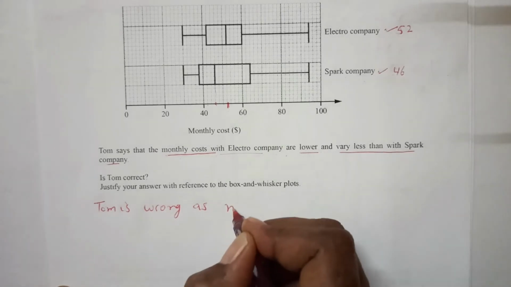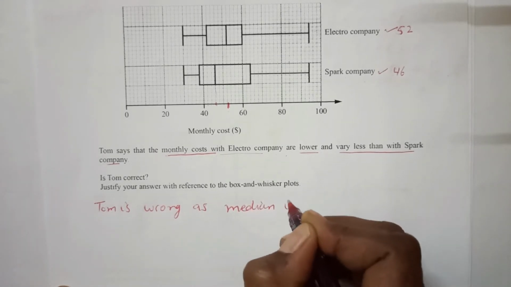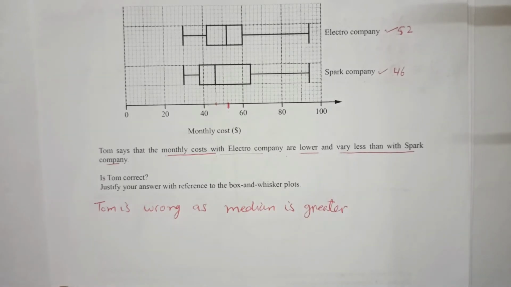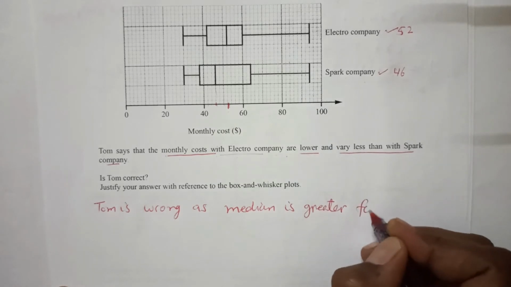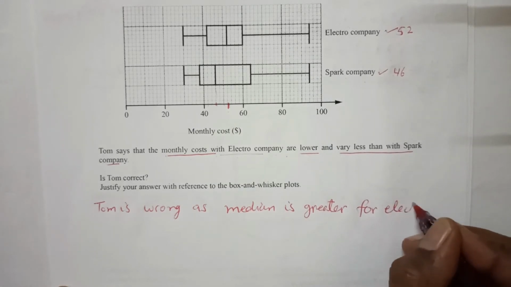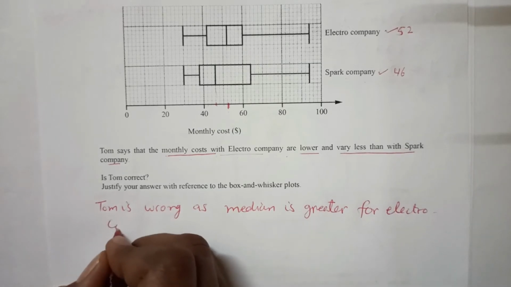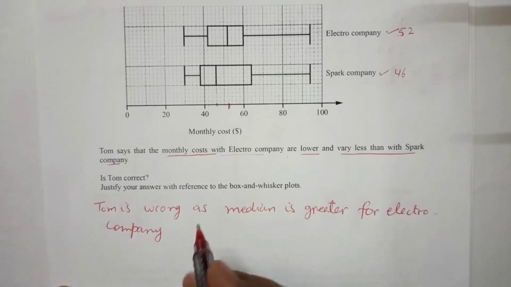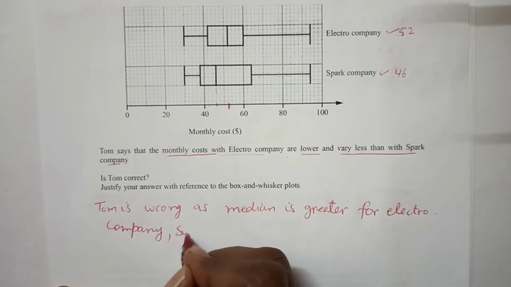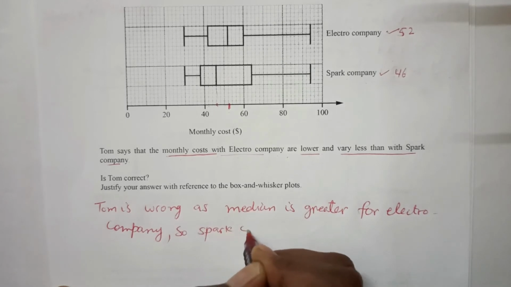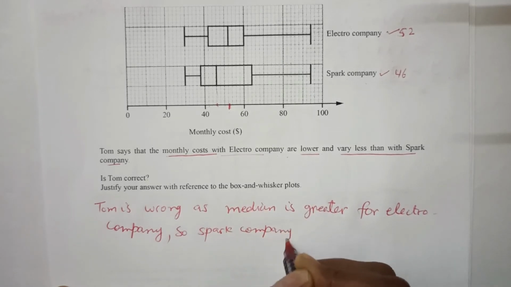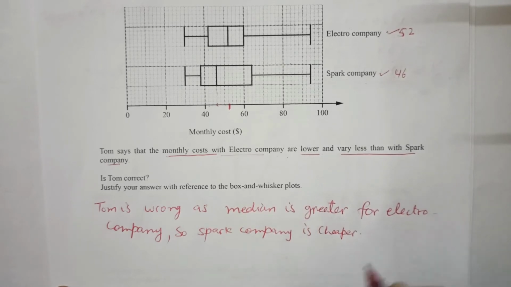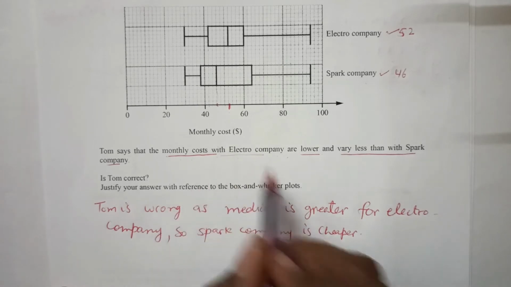as the median is greater for Electro company. So Spark company is cheaper as compared to the Electro company.